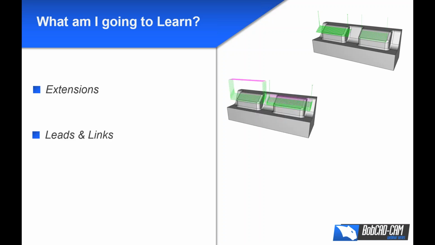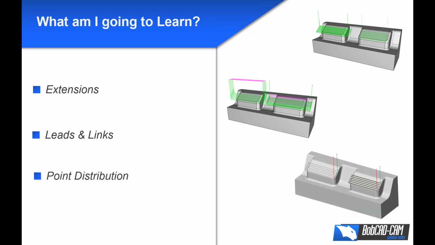The other one we're going to take a look at is leads and links. This is where the tool goes before and after the cut and how it comes in and out. The other thing that we're going to take a look at here is point distribution, how you can control point distribution in order to get better finishes.